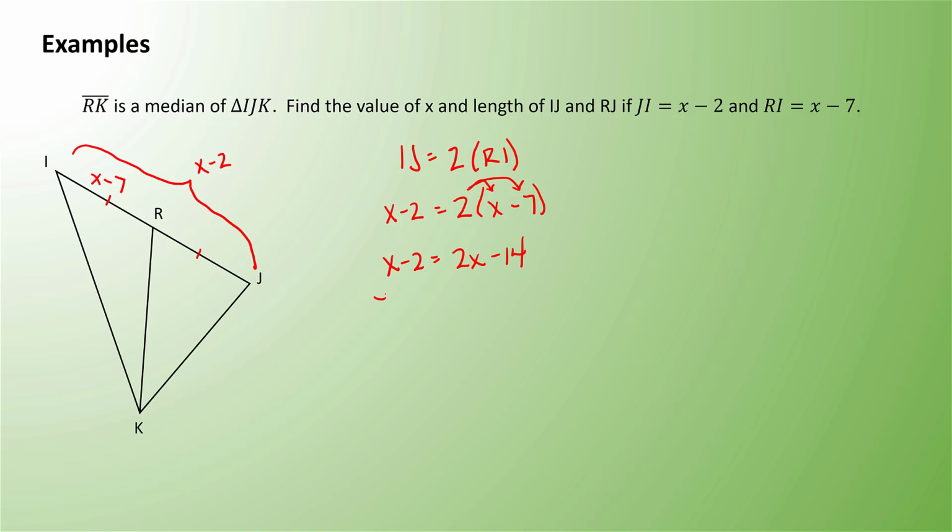I'm going to move my x over. And finally, I'll add 14 to each side. So 12 equals x. That's only a part of this problem because the problem wanted us to find the value of x and the length of ij. So ij equals x minus 2. So instead of writing x, we're going to do 12 minus 2, which means ij equals 10.